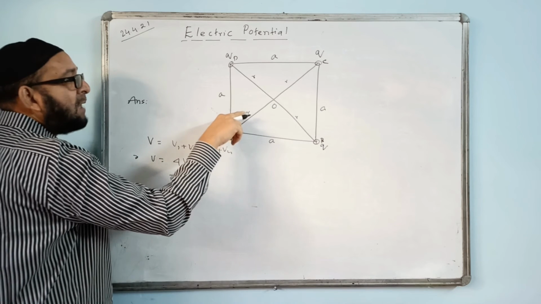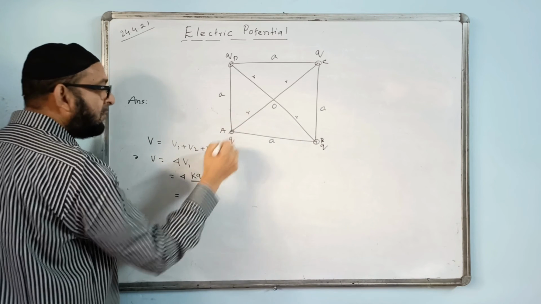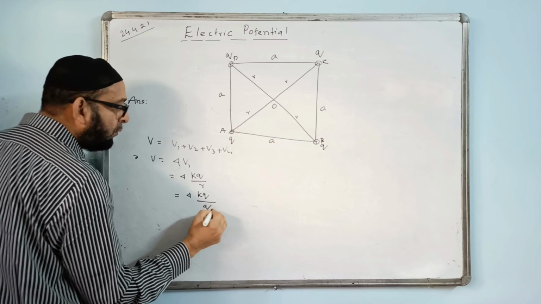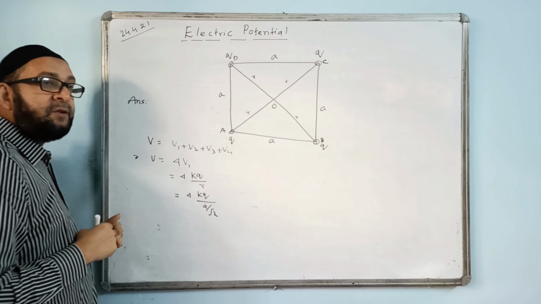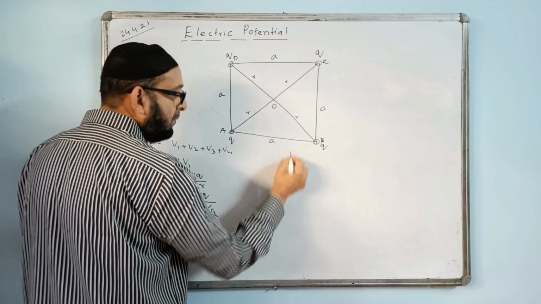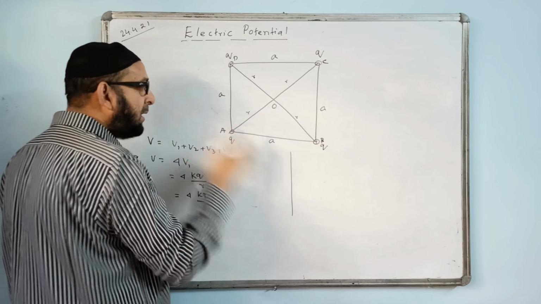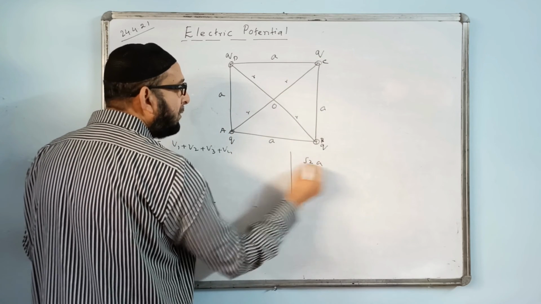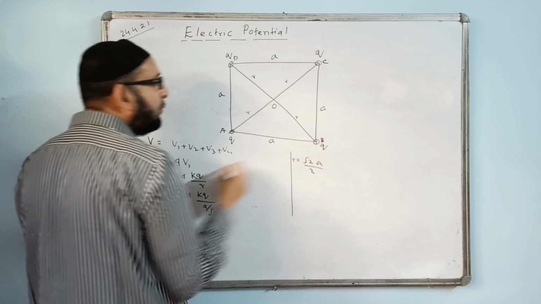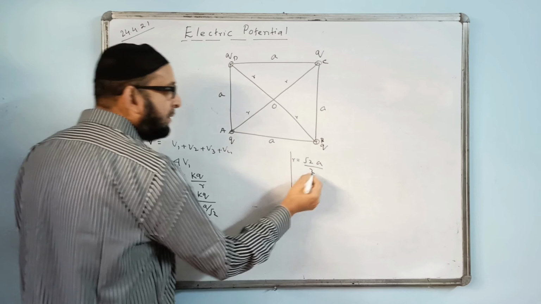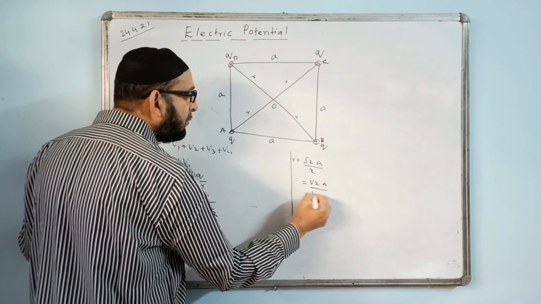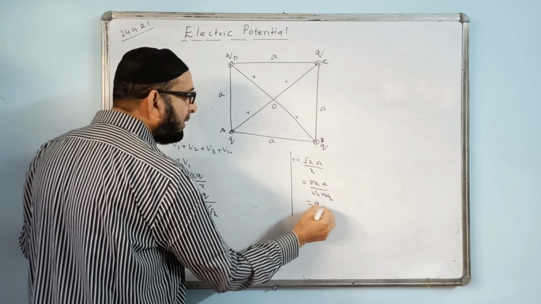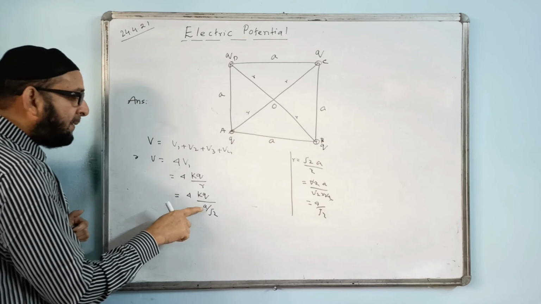But R is not given. This R we can express in terms of A. What is the value of R in terms of A? If you remember, the value of R will come A by root 2. I have shown it before also, but once again, if you have not understood, please try to understand. Whole diagonal will be root 2 A. So R will be root 2 A divided by 2, half diagonal. Root 2 A, these two are like root 2 times root 2, because anything we can write 2 as root 2 times root 2. Root 2 cancels, and the answer becomes A by root 2. That's why for the value of R, I will be taking A upon root 2.